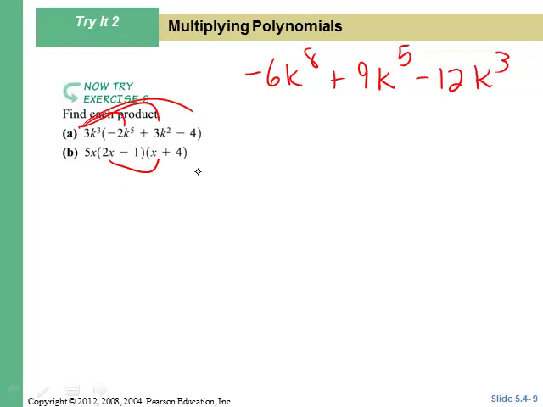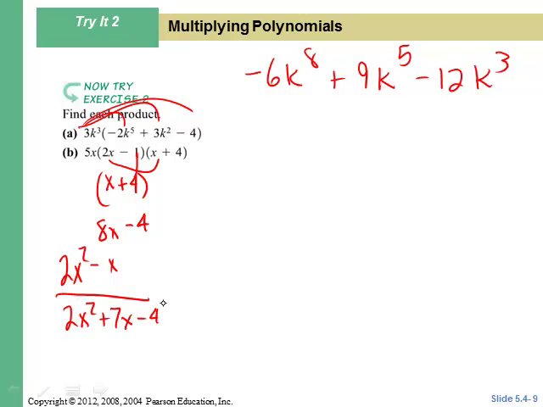For this next one, I think the easiest way to do it is to multiply these together first. So I'm going to write the x plus 4 underneath it. And then you would have 4 times negative 1 is negative 4. 4 times 2x is 8x. X times negative 1 is negative x. X times 2x is 2x squared. 2x squared plus 7x minus 4. Now we're going to multiply that by 5x. So we get 10x cubed plus 35x squared minus 20x.